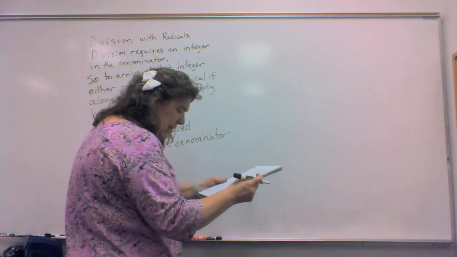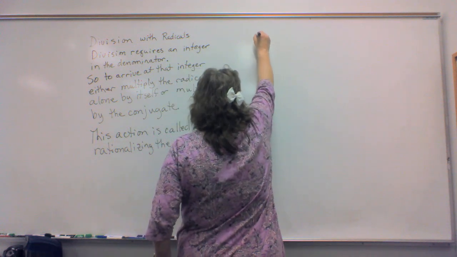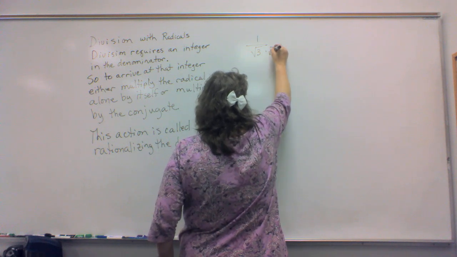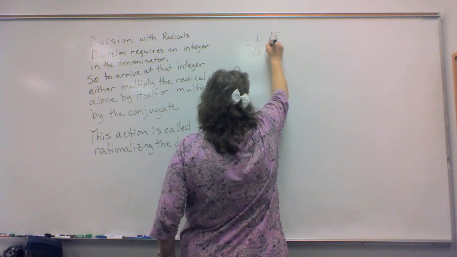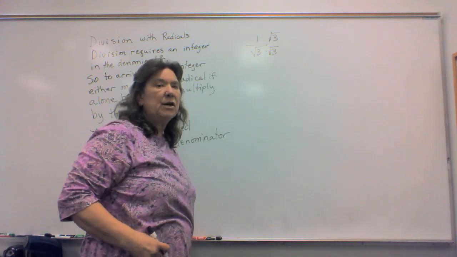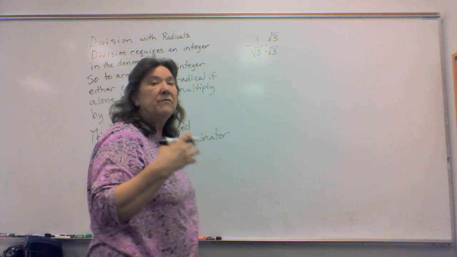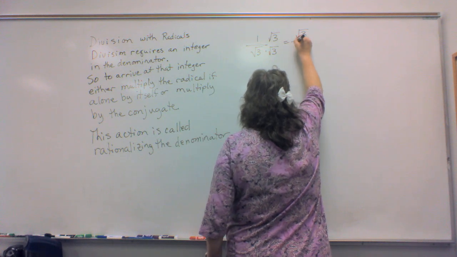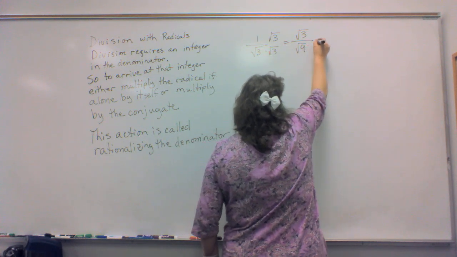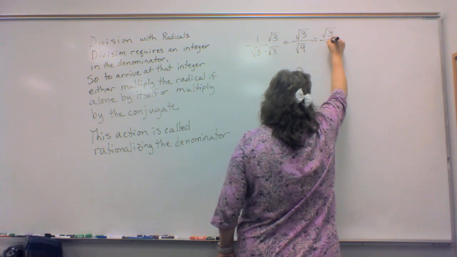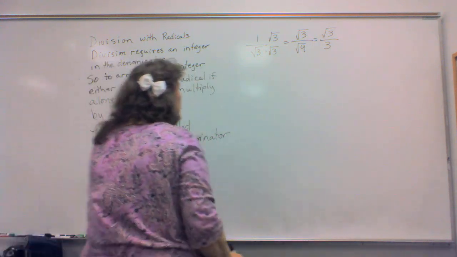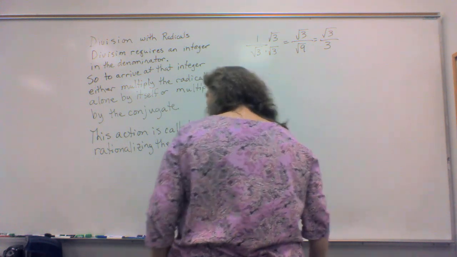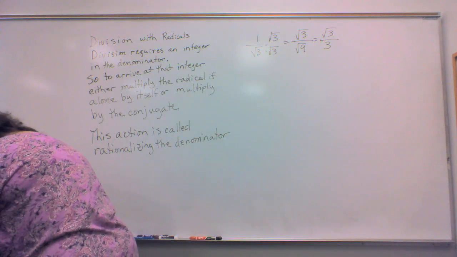So, if we only have a square root in a denominator, we can eliminate it by multiplying by itself. And notice when you do that, you have to do both numerator and denominator. Why? Because if you don't, you're not multiplying by 1. So then this would give you square root of 3 over square root of 9, but square root of 9 is 3. So notice when you multiply it by itself, you end up with what's inside the radical.